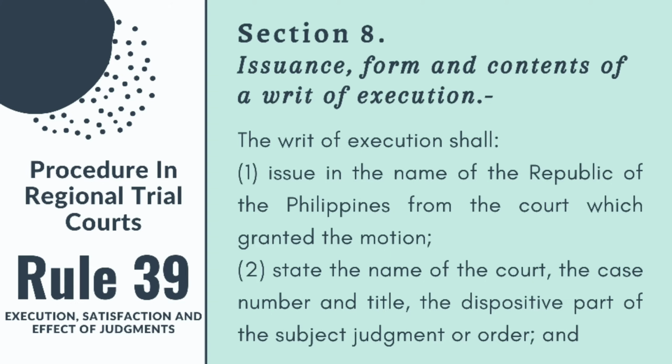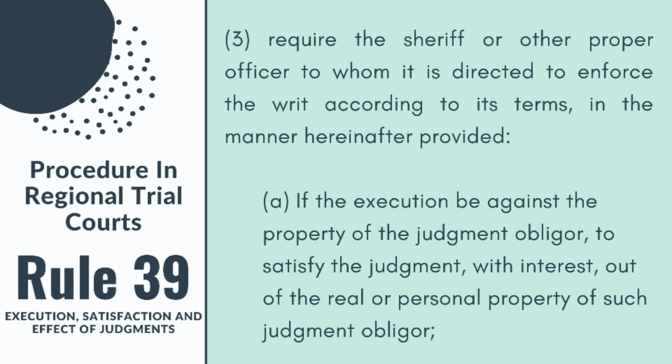Section 8. Issuance, form and contents of a writ of execution. The writ of execution shall: 1. Issue in the name of the Republic of the Philippines, from the court which granted the motion. 2. State the name of the court, the case number and title, the dispositive part of the subject judgment or order, and 3. Require the sheriff or other proper officer, to whom it is directed, to enforce the writ according to its terms, in the manner hereinafter provided.